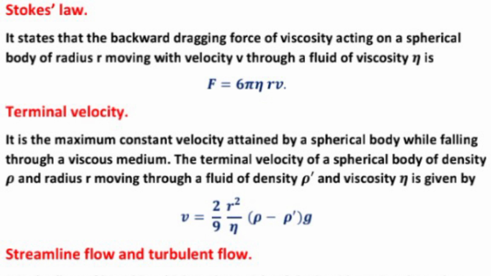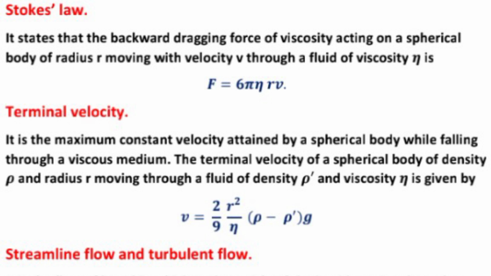Now the terminal velocity. What is terminal velocity? It is the maximum constant velocity attained by a spherical body while falling through a viscous medium. The terminal velocity of a spherical body of density rho and radius r moving through a fluid of density rho dash and viscosity eta is given by v equal to 2 upon 9 r square upon eta into (rho minus rho dash) into g.